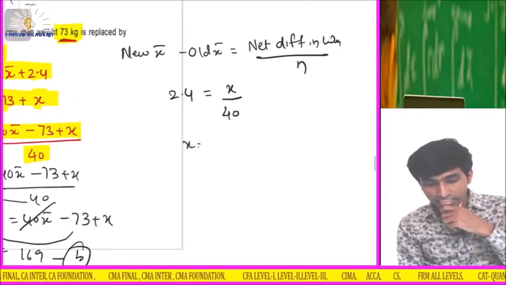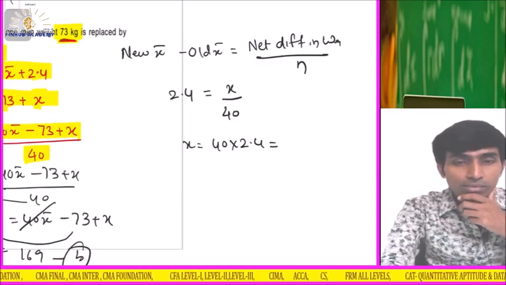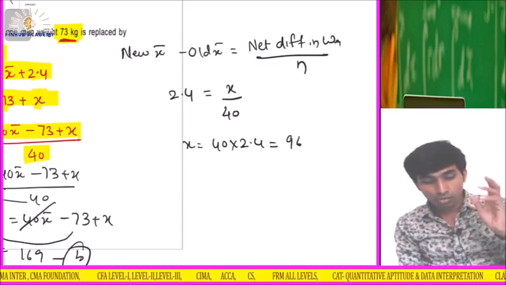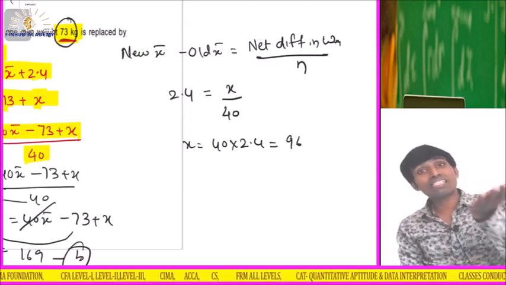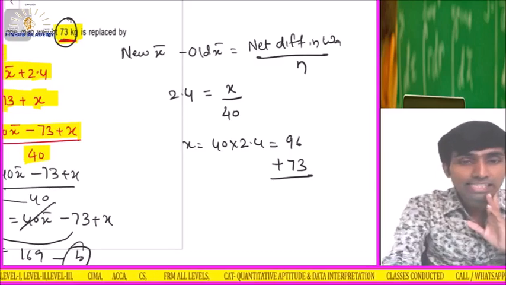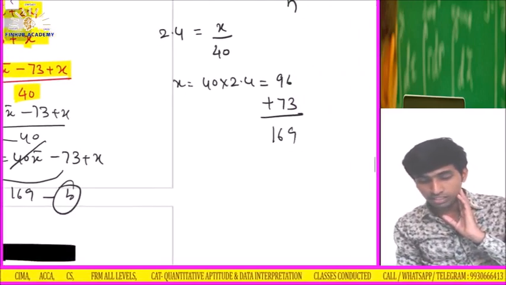x upon n, n is how much? 40. So x is equals to 40 into 2.4. So answer is how much? 40 multiplied by 2.4. This much is the net difference, that is 96. Old person was, difference means that much increased. So old man was 73. So if you add 96 plus 73, the answer is 169. It is same. Understood? So this is the easiest way.